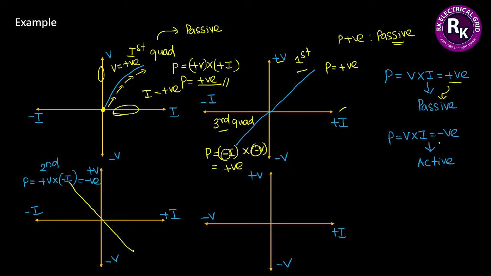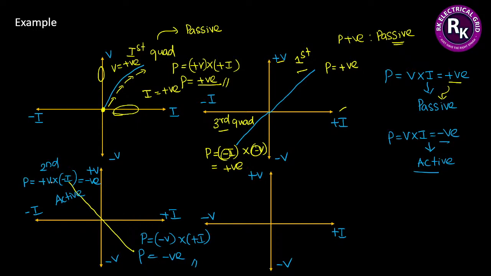When power is negative, its corresponding element is said to be an active element. Okay, sir. In the second quadrant, this element is said to be an active element. Fourth quadrant. So we are in the fourth quadrant. Once again, if we check there, P is equal to, sir, voltage is negative into current is positive. What about the resultant? Once again, negative into positive will become negative only, no? So the power is going to be negative.